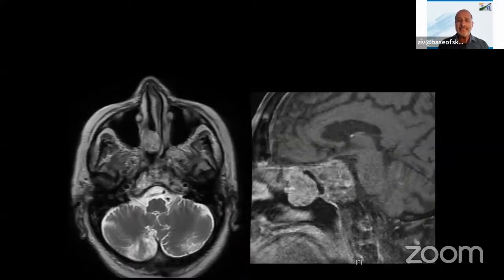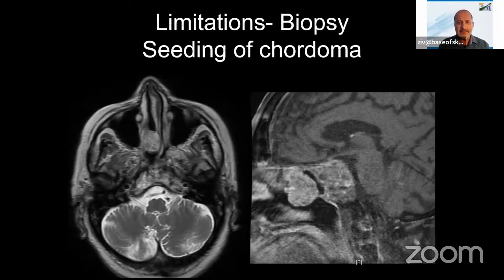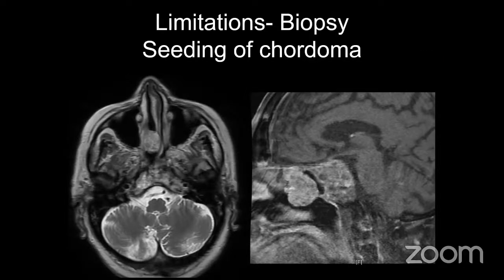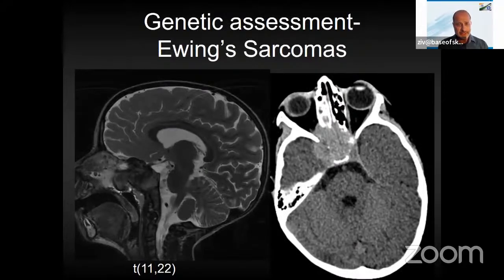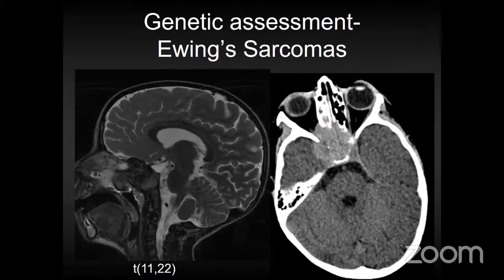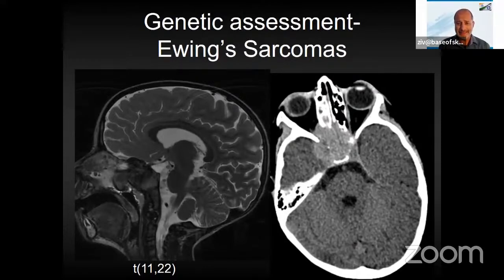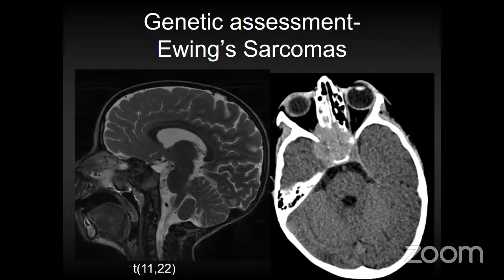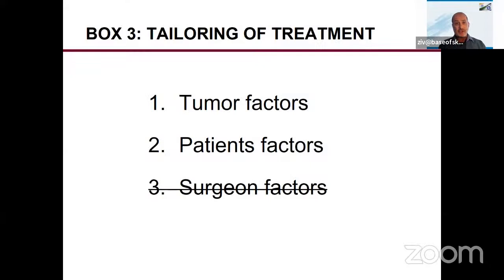We should bear in mind that there are a few tumors in which a biopsy may create seeding. It's very rare in the head and neck, but in this case of a chordoma, you can see here seeding at the nasal cavity from a biopsy that was done several months before through the nostril. Also, just to give you one example, this is a young child with Ewing sarcoma. The diagnosis is made by a chromosomal analysis, or now molecular kits for chromosomal translocation 11;22.